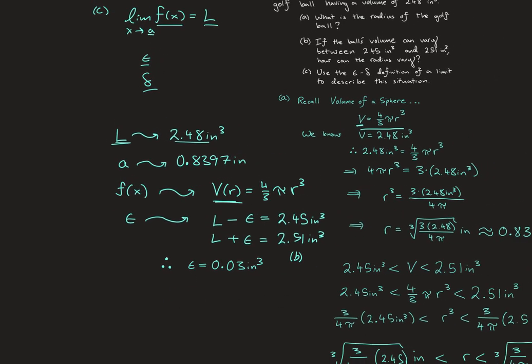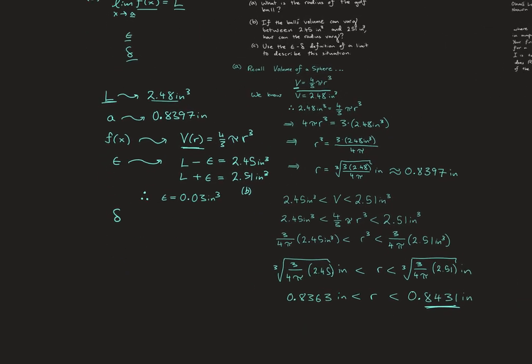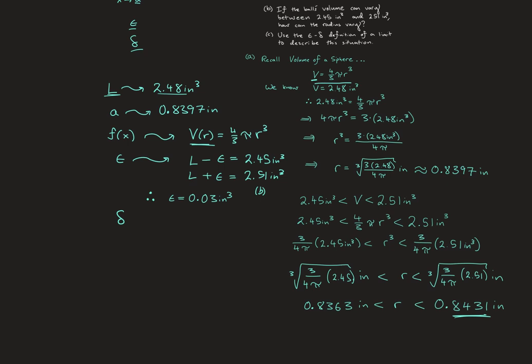And last but not least, what's the delta? This is where we really have to think. How much are we allowed to let R vary? I think R can vary more on the upper end, so we want to choose a minimum here. It's not necessarily the same delta. In fact, in this case, it's going to be different deltas.